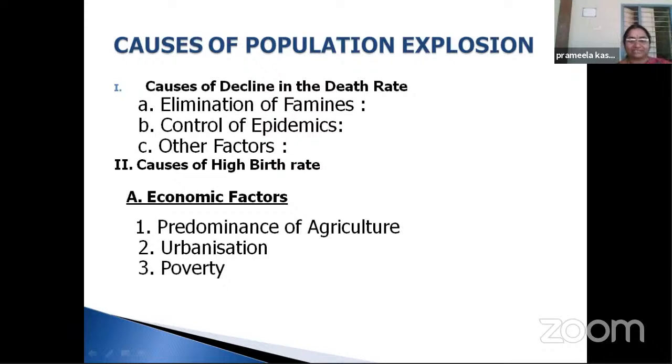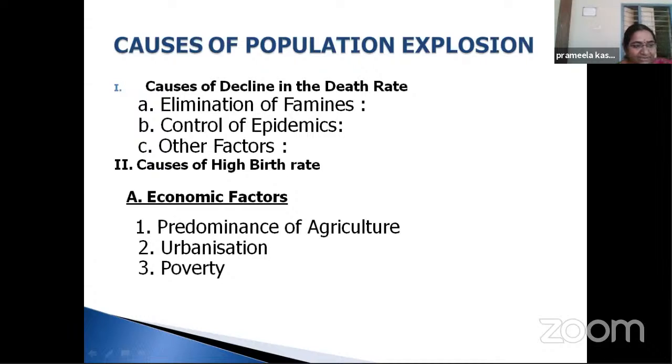So, causes of high birth rate. High birth rate leads to population explosion in the economies. High birth rate arises due to economic factors and non-economic factors. The first economic factor is the predominance of the agriculture sector. For example, in the Indian economy, agriculture plays a very important role.